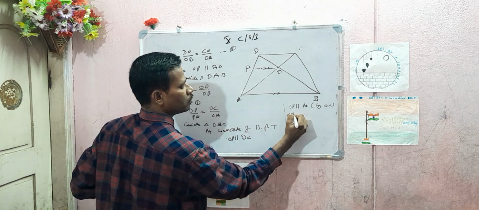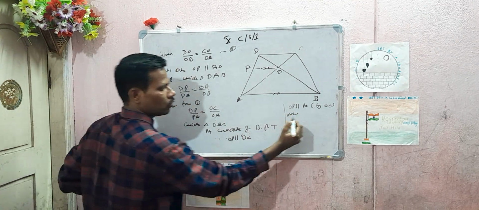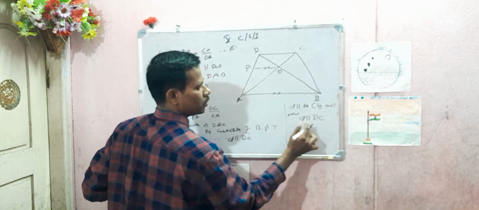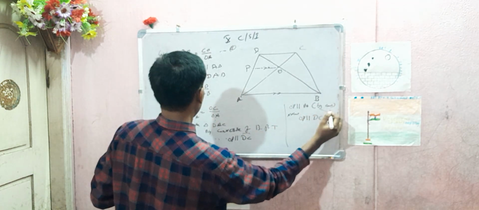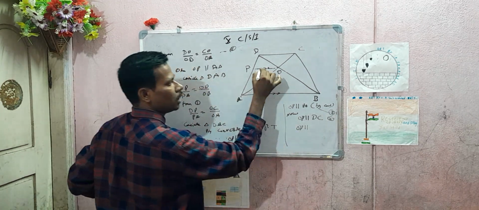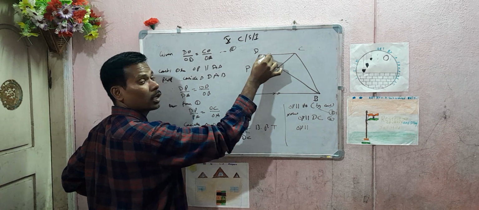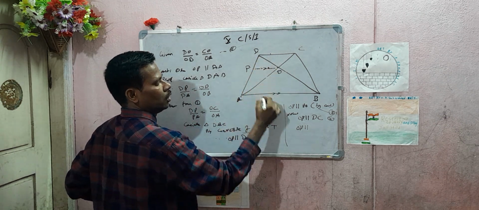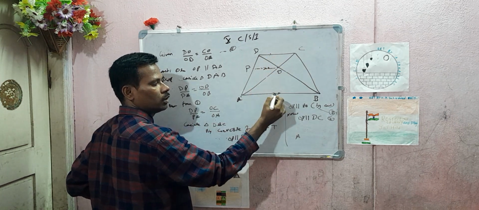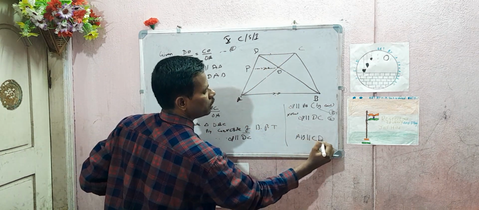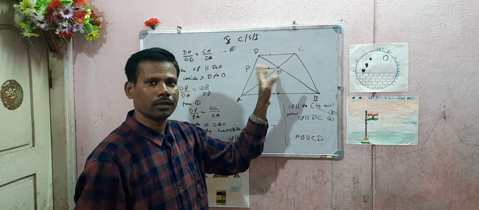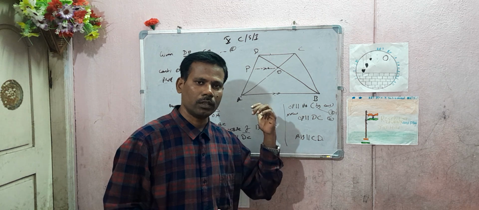Now, OP is parallel to CD. Just now proved. From these two, what you can say? From 1 and 2, this line is parallel to this one and this line is parallel to this one. That means AB is parallel to CD. In a quadrilateral, if one pair of opposite sides are parallel, therefore it is a trapezium. That's it. There ends the theorem.